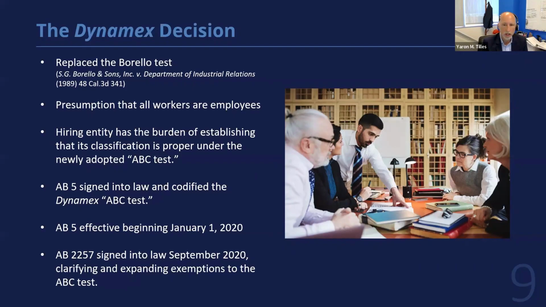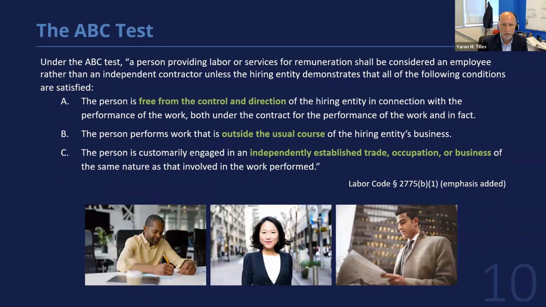In September 2020, in response to the AB 5 backlash and confusion, Governor Newsom signed AB 2257 into law, which clarified and expanded exemptions to the ABC test. So, what is the ABC test?